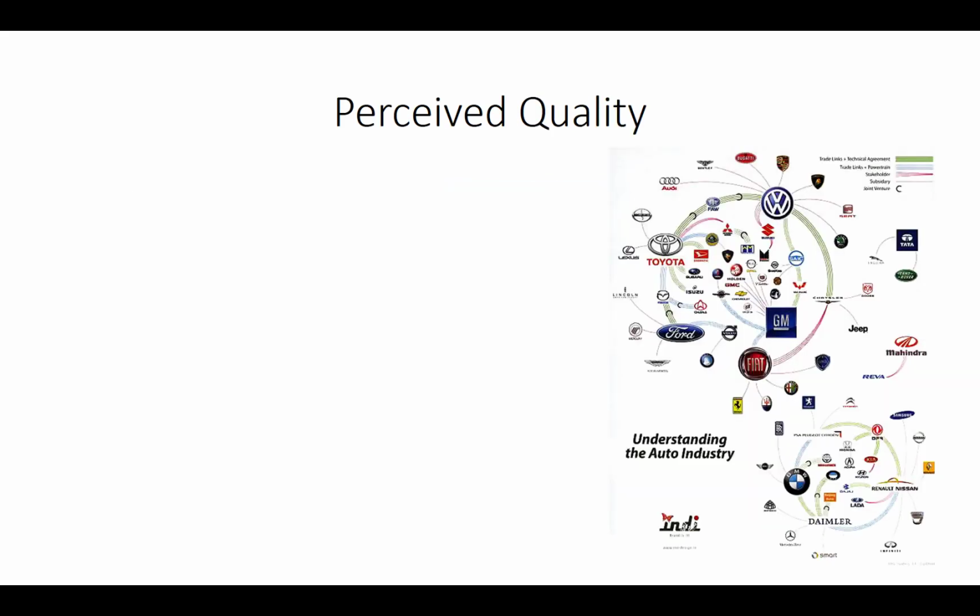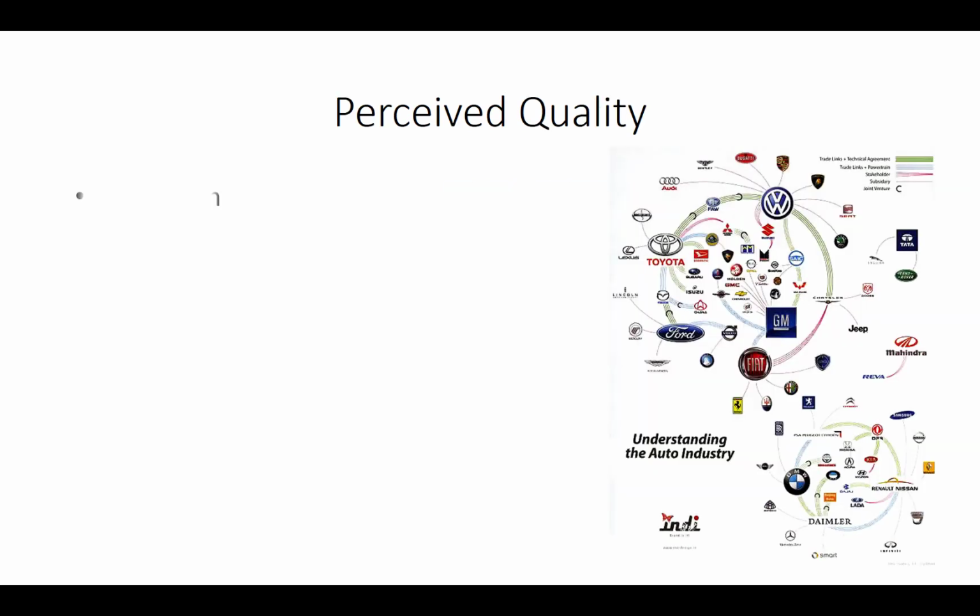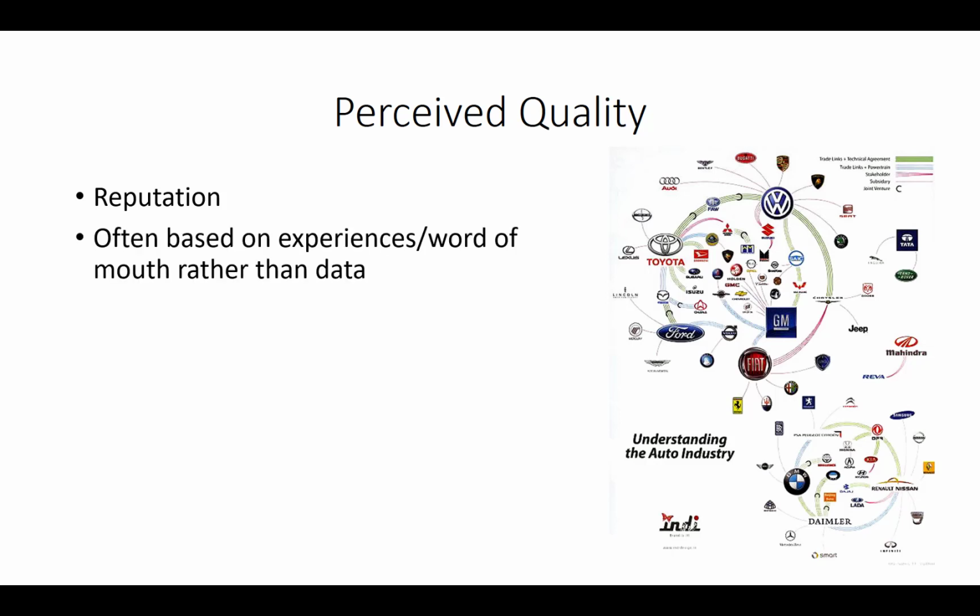All right. Kind of similar to aesthetics, but different is perceived quality. So again, aesthetics are very subjective, so is perceived quality. Perceived quality is based on reputation. So how do we measure the new car smell? That's difficult. How do we measure reputation? It's a little bit easier. We do this with a lot of surveys. This is based on word of mouth, based on our experiences, based on others' experiences versus any amount of data.